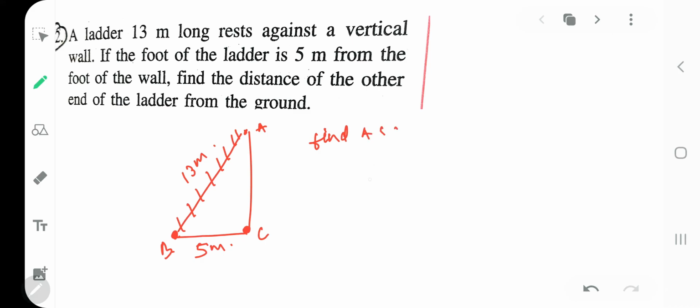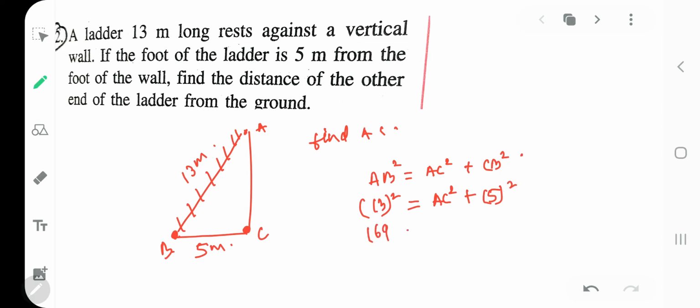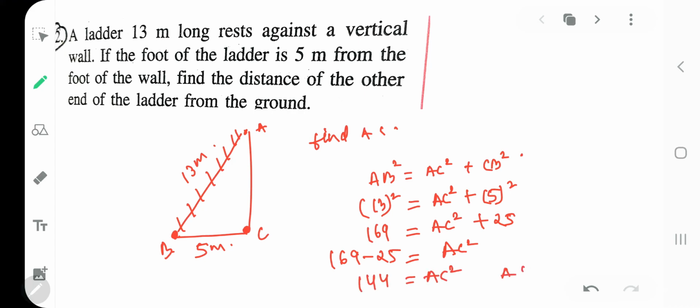Can you find that, my dear kids? You will put it as AB square is equal to AC square plus CB square. You have AB 13, AC missing, BC 5. From there you will get 144 is AC square. So AC will be 12. Clear?